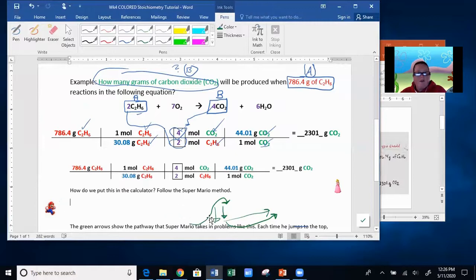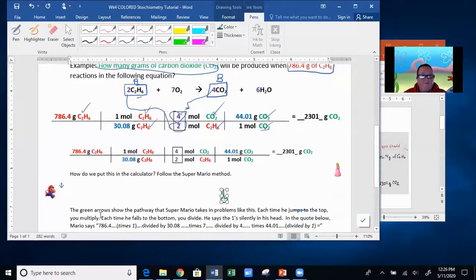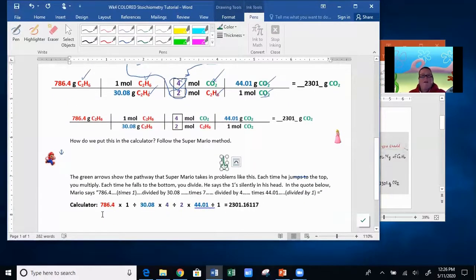And we use the Super Mario method in the calculator. We type in, I'll put the green arrows back on. So we go from here to there, top to bottom, and then equals.